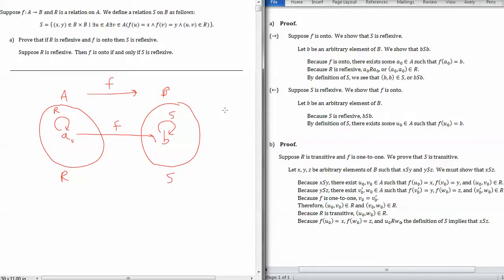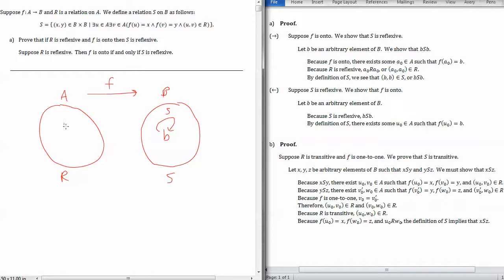Okay, so that proves the forwards direction of my if and only if statement. Now let's try the backwards direction. So this time we're going to suppose S is reflexive and show that the function is onto. Okay. So if our goal is to show the function is onto, we're again going to let b be an arbitrary element of B, and we have to find something back here in A which maps to it, right? Well, we know that S is reflexive, so we know that b is related to itself by S. And so, well, if (b, b) is in S, then we know that this statement's true, right?